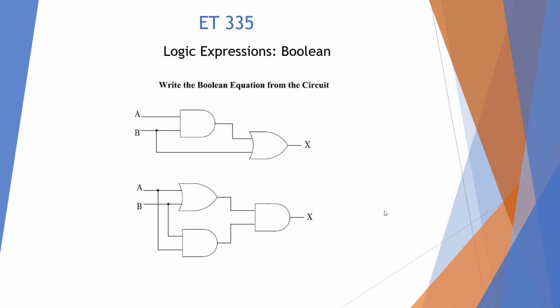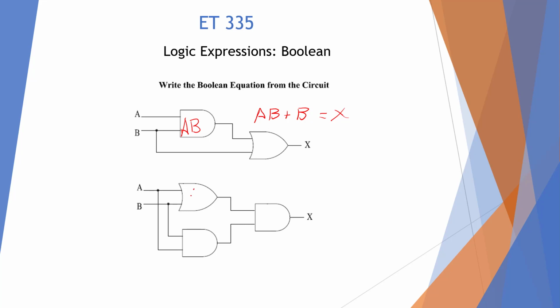Okay, so let's write the Boolean equations for these logic circuits. The first one is going to be A times B, and this is going to be A times B plus B, equals X. We can put parentheses around these. It's not necessary, but in the future when we start breaking things up, it's helpful to keep from losing the pieces. So let's go to the next one.